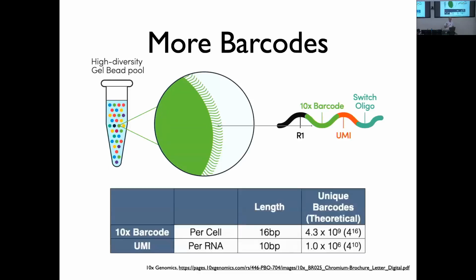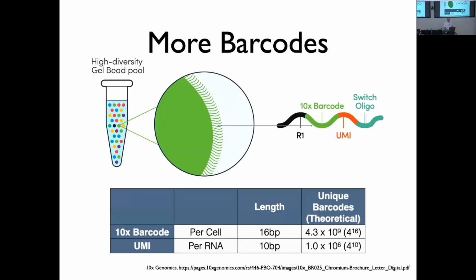Here are a little bit of details. The 10x barcode, or the cell barcode, is about 16 base pairs long. Theoretically, you can have 4 to the 16th different cell barcodes, so that's 4 billion different barcodes. The UMIs are about 10 base pairs long, which gives you about 1 million different barcodes. You might think, oh, that's only 1 million different barcodes, that's actually not that many.